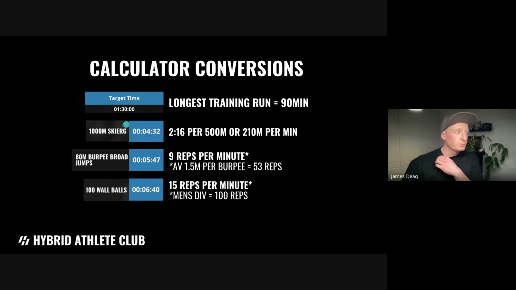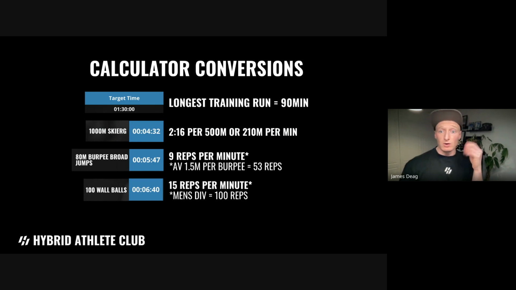We know that if we need to complete the ski erg in 4 minutes and 32 seconds, according to the calculator, when we're in the gym, we need to make sure that we're comfortable and confident at skiing. And on that screen, it shows us a pace of 2:16 or faster per 500 meters, or within a minute, we're able to complete about 200 meters on the ski. That would give us a real confidence boost that we're capable of doing that 1K.